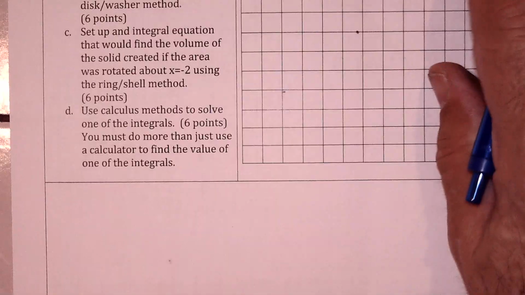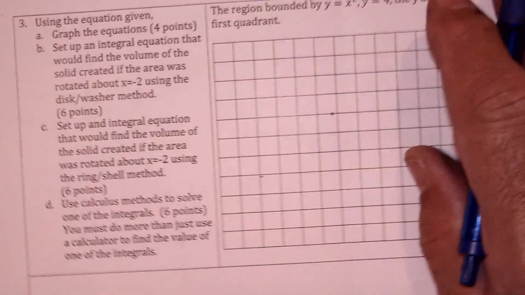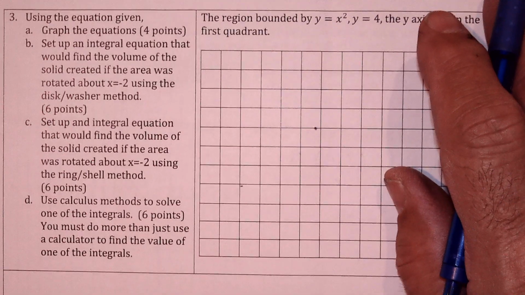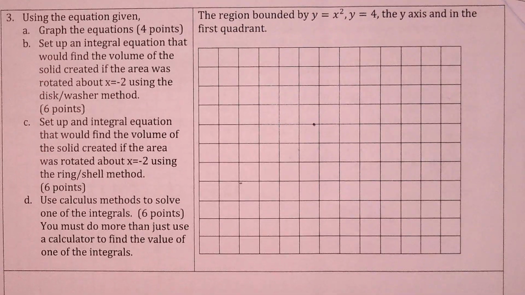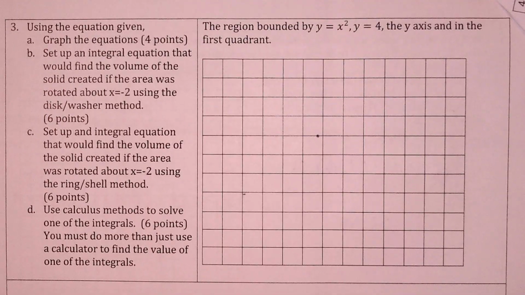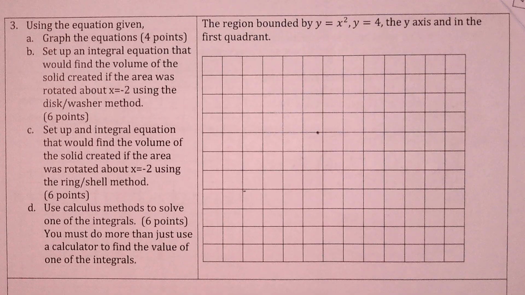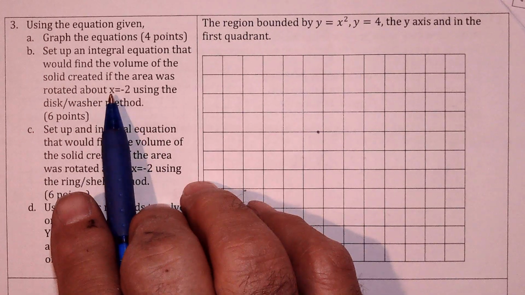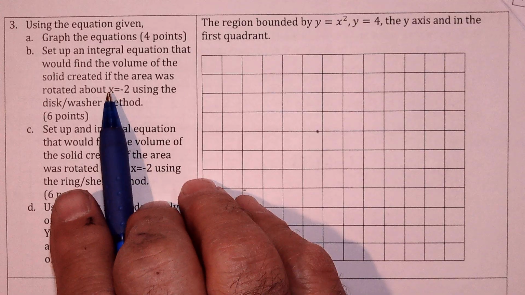Okay. Number 3, the one that caused people the most trouble. There's a lot of them that cause trouble, but this one caused the most trouble. So let's do this one carefully. I'm rotating around x equals minus 2.